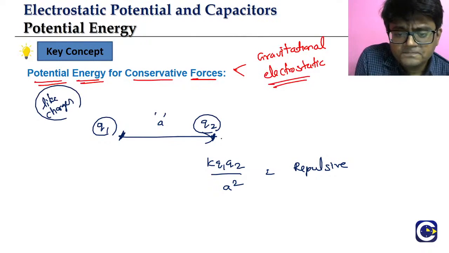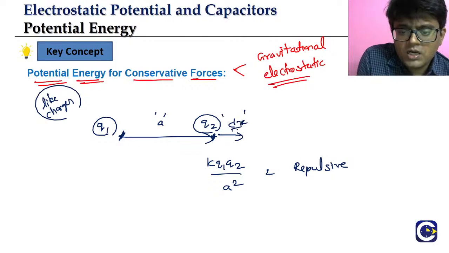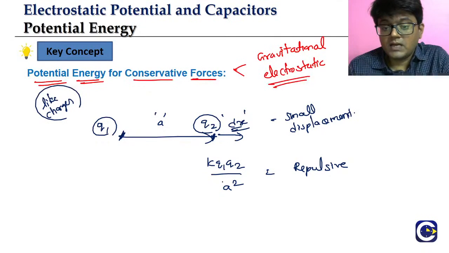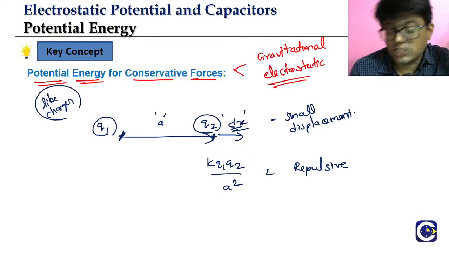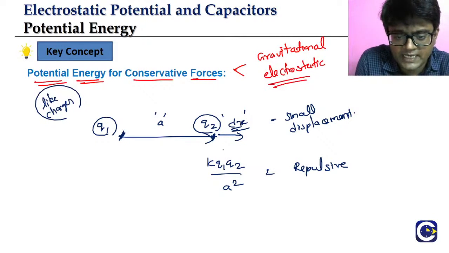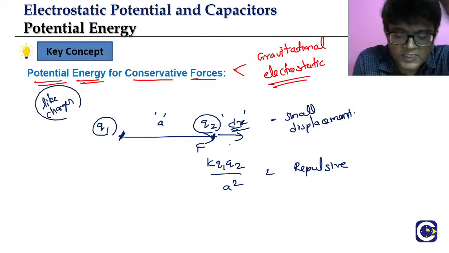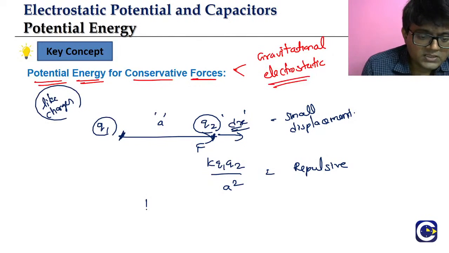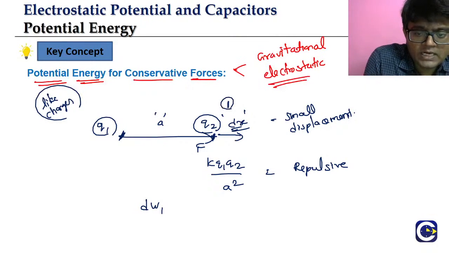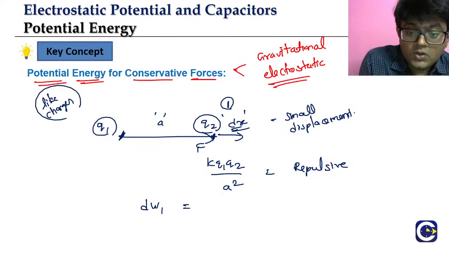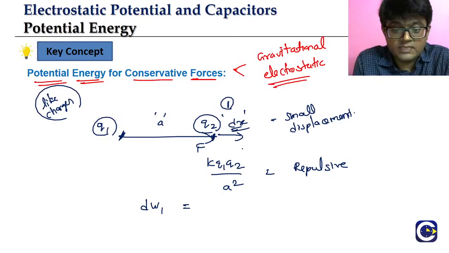From here we will just move this q2 by a small displacement. Do you know why a small displacement? Because if we give a large displacement, the expression of the force itself will change, so we are giving a small displacement. Look here, the repulsive force is towards the right side, and the displacement we gave is also towards the right side. So that small work done, we can call this path 1. The force is to the right and the displacement is also to the right.